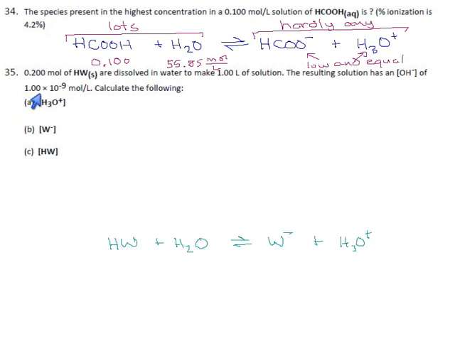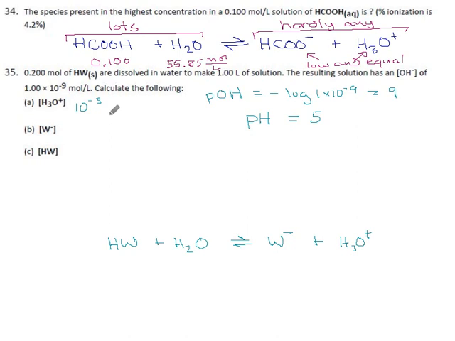They say the OH is 1 times 10 to the minus 9. From that we can get POH. POH is negative log 1 times 10 to the minus 9, which means the POH is 9. The pH would be 14 take away 9, which is 5. And from that we can get the H3O. The H3O would be 10 to the minus 5. Okay. What are we doing with this?